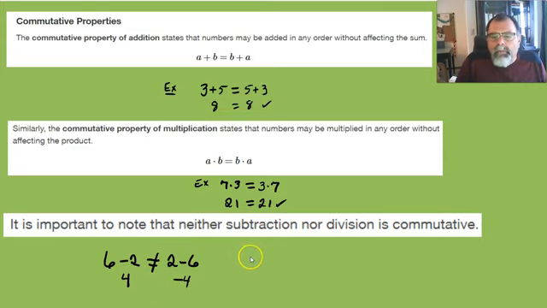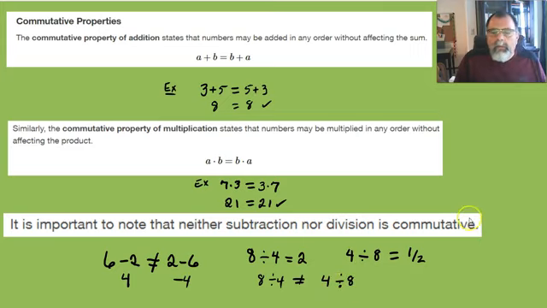Okay, and same thing with dividing. If I did 8 divided by 4, I get 2. And if I did 4 divided by 8, I get 0.5 or 1/2. So those are not equal. 8 divided by 4 is not equal to 4 divided by 8. Okay, so it's not commutative.